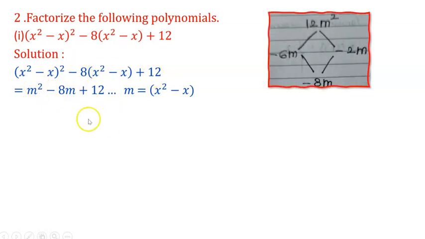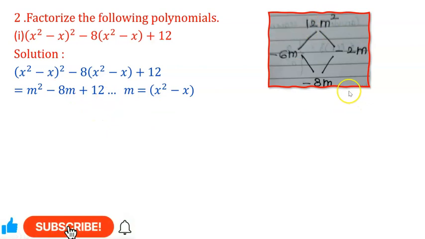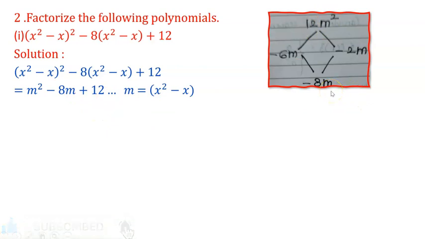Now again the product of the first term and the last term, m² into 12, you will get 12m². The middle term is −8m. Now find two numbers whose sum is −8m and whose product is 12m². Therefore, the two numbers are −6m and −2m. Their sum is −8m and the product of −6m and −2m is 12m², and hence replace this −8m by −6m and −2m and the m² + 12 as it is.